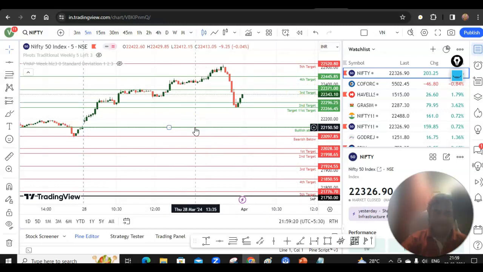If you take one lot and if you are out in the first target itself, then again, if the market gives chance, you enter and go for the next targets. Otherwise, you take 5 lots and accordingly you book the targets.